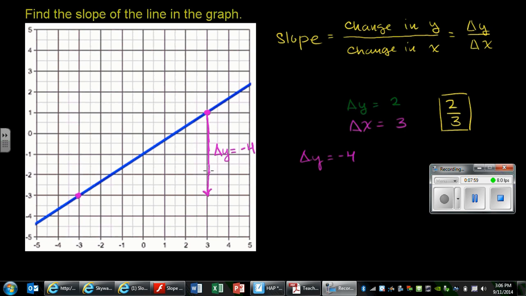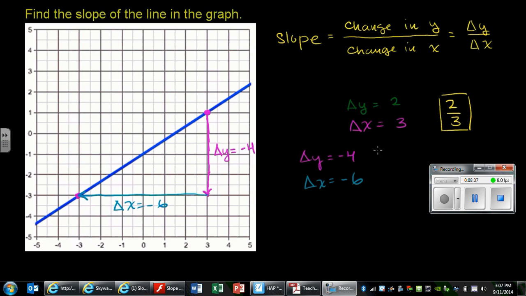Now what is my change in x? Well, I'm going from this x value all the way back like this. I'm going to the left, so it's going to be a negative change in x. And I went 1, 2, 3, 4, 5, 6 units back. So my change in x is equal to negative 6. You can even see I started at x equal to 3, and I went all the way to x equal to negative 3. That's a change of negative 6.